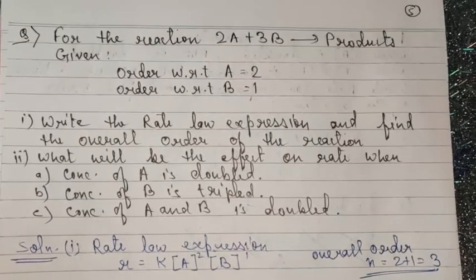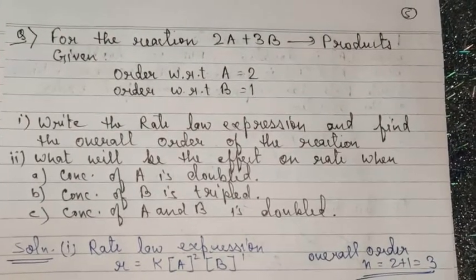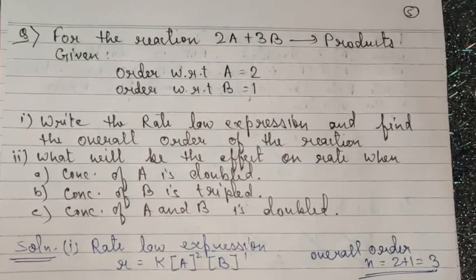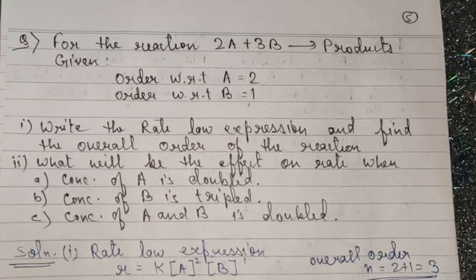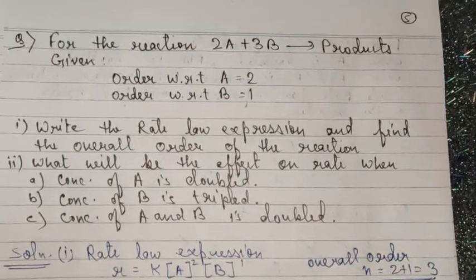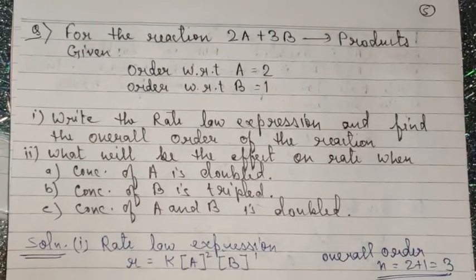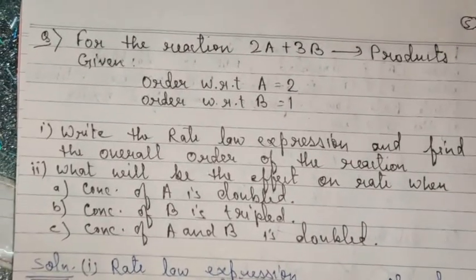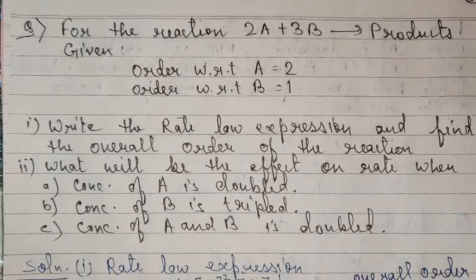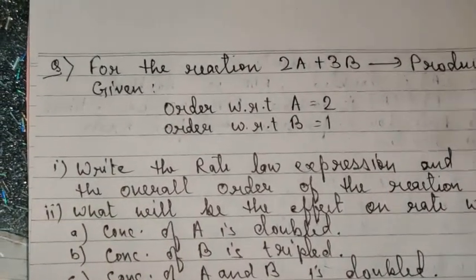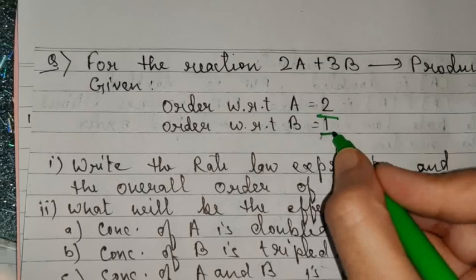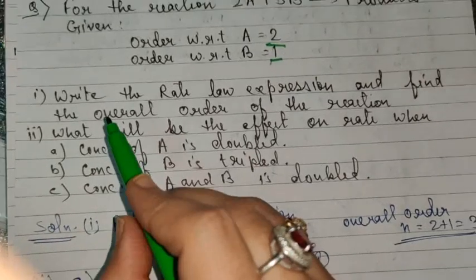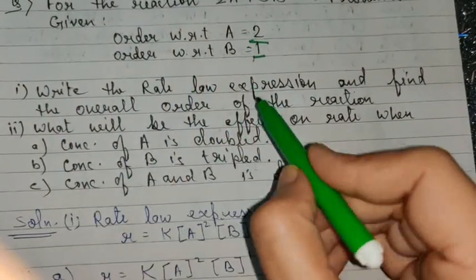So before proceeding to more details, let me make it clear to you by explaining it with the help of some numericals. As you can see, a very simple reaction is mentioned in front of you. The reaction is 2A plus 3B gives product. And the order with respect to A is given as 2 and with respect to B is given as 1. So this is the given information. As you can see, the order with respect to both the reactants is given. Then what do we have to find out? Write the rate law expression.